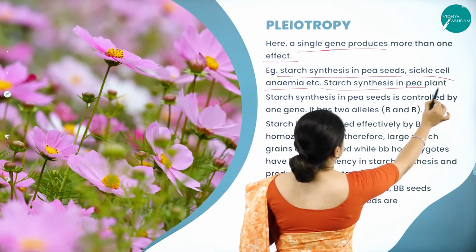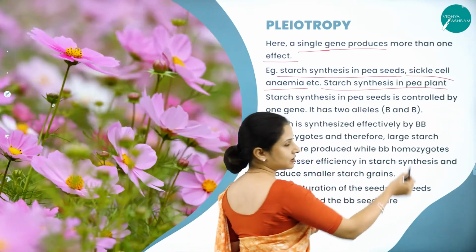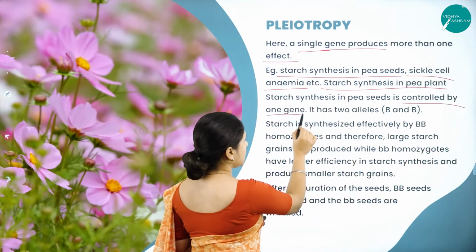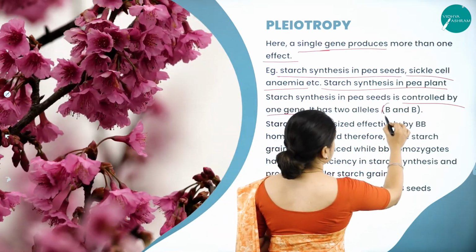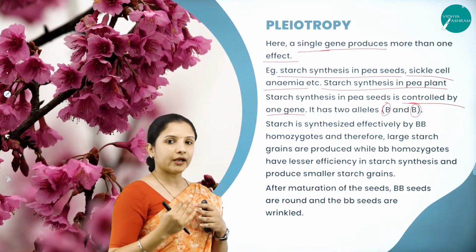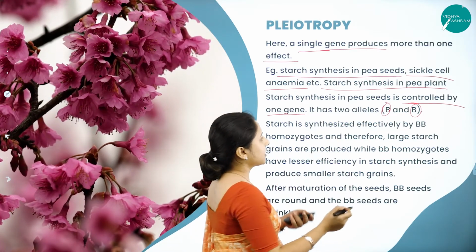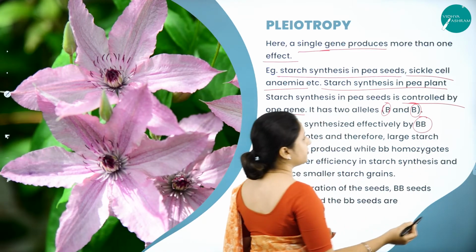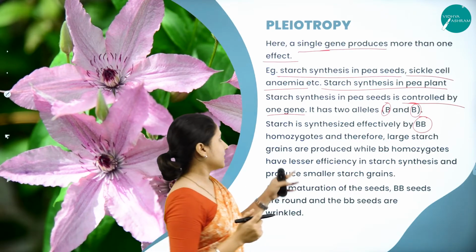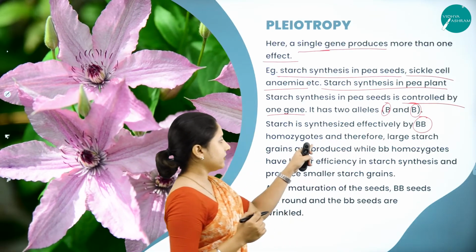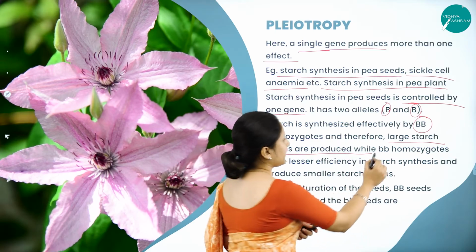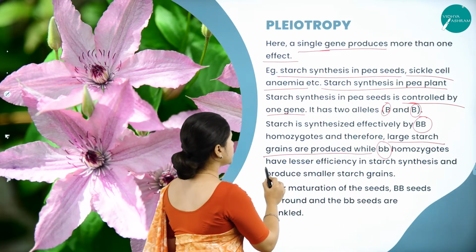So the synthesis of starch in the pea seeds is usually controlled by one gene which has two alleles, B and b. Here the dominant B is present. So starch is synthesized by the BB homozygotes, because they are dominant, and more starch will be synthesized because both the alleles are dominant there. Therefore large starch grains will be produced, while the bb homozygotes have lesser efficiency.